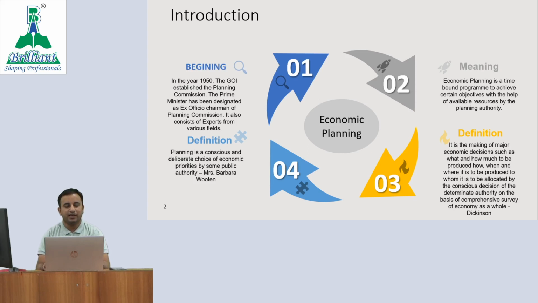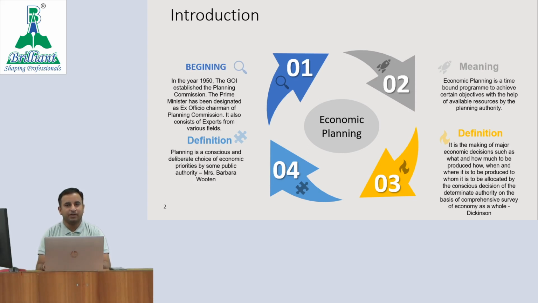In the year 1950, the government of India established the Planning Commission. The Prime Minister was designated as the ex officio chairperson of this Planning Commission, and it consisted of various experts from different fields. Now, please understand the concept ex officio. Ex officio means by virtue of its office. It means that whoever has been appointed as the Prime Minister will automatically be the chairperson of the Planning Commission.